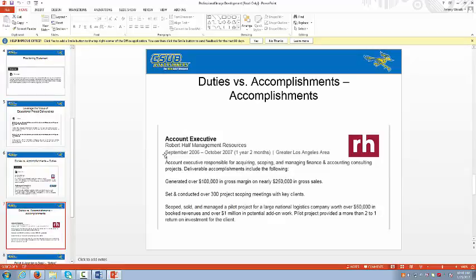Half, which is a headhunting company. So there's a quick statement: account executive responsible for blah blah blah, and then there's another sentence that says deliverable accomplishments include the following, and then I give numbers: generated $100,000 in gross margin, set and conducted 300 project scoping meetings, scoped, sold, and managed a pilot project for $1 million. That's the kind of numbers that I want you to put in your profile.